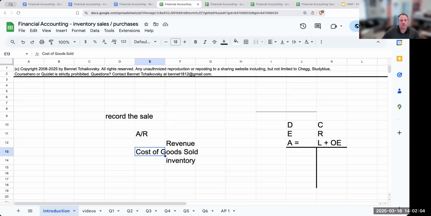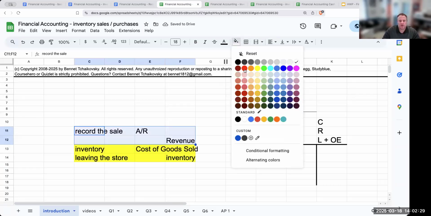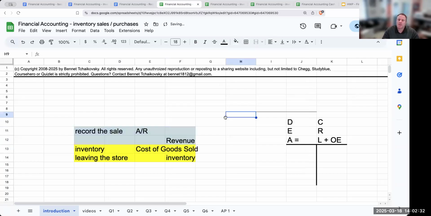When we sell inventory, there are two things happening. I'm recording that sale, and then I've got to show the inventory going off the books or leaving the store, which is basically going to be this part right over here, and then going over here and recording the sale. And this is going to be right over here.